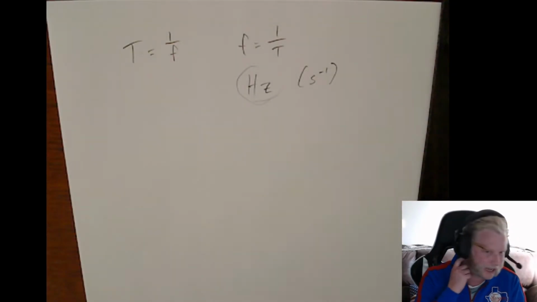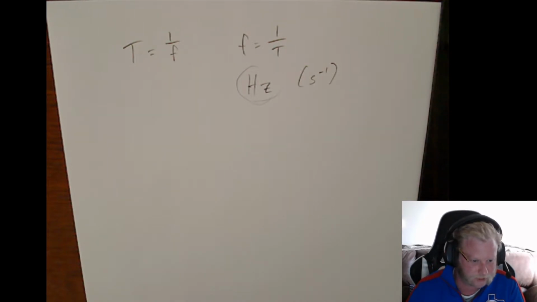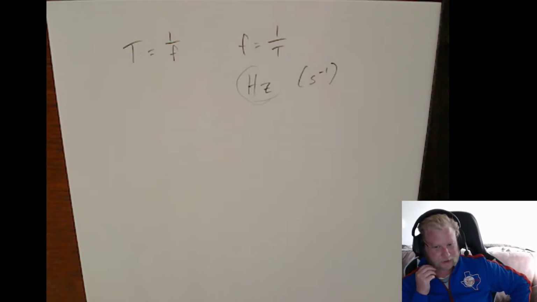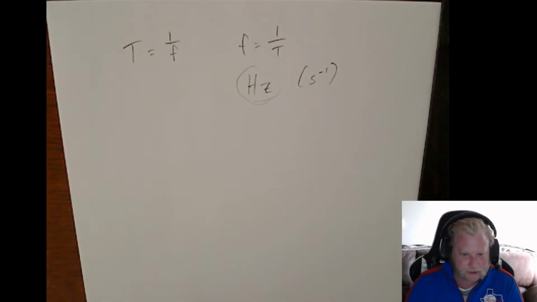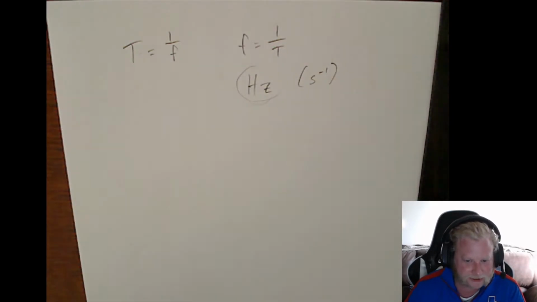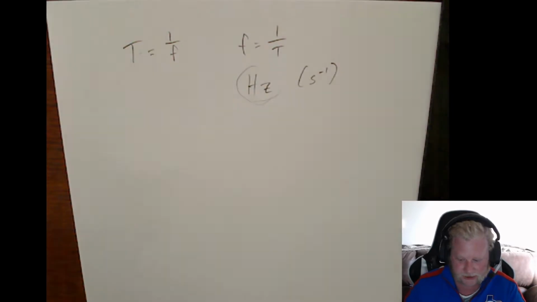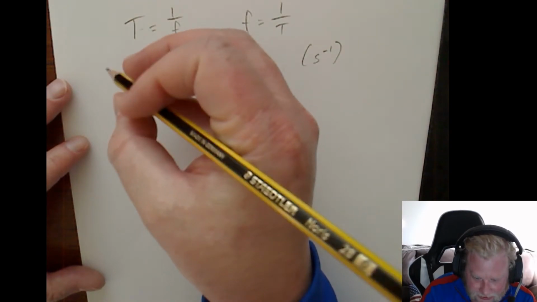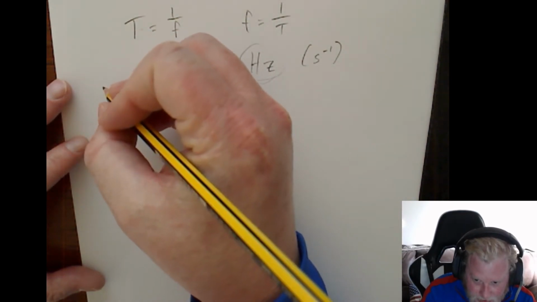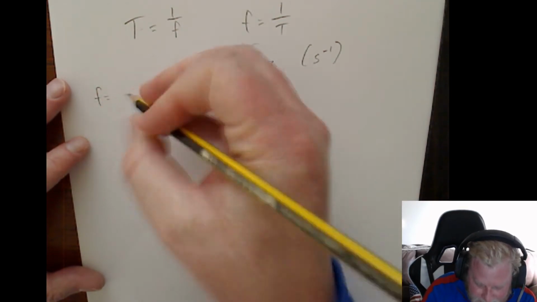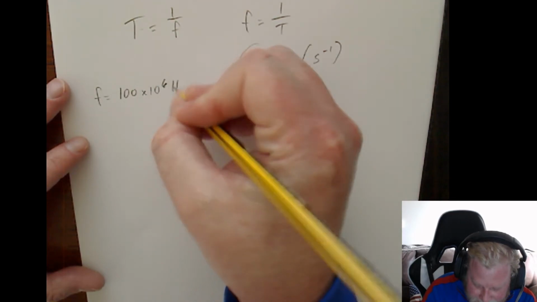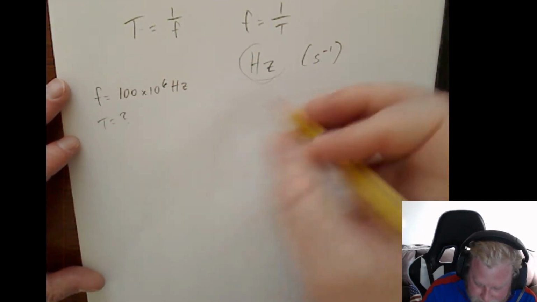So let's take a look at example 14.1. So we want, it's called the frequency and period of a radio station. So an FM radio station broadcasts an oscillating radio wave at a frequency of 100 megahertz. We want to know the period of the oscillation. All right, so your radio station is broadcasting at 100 megahertz, right? So they've given you the frequency. So 100 megahertz would be 100 times 10 to the 6 hertz.